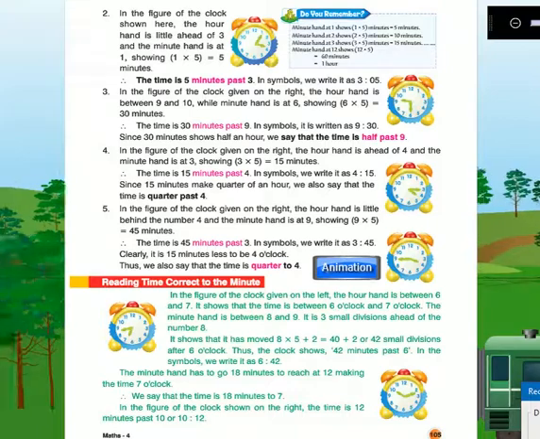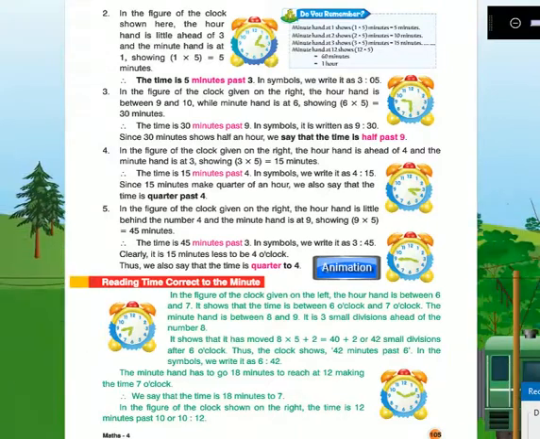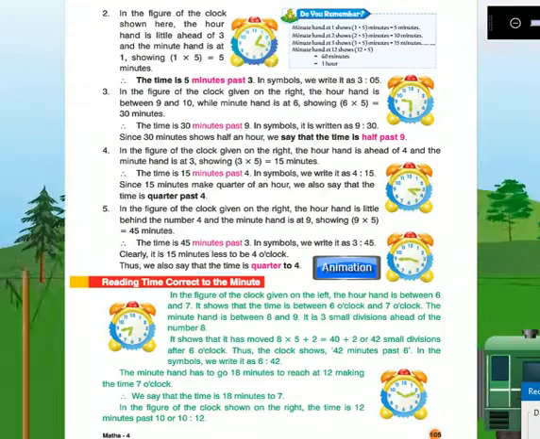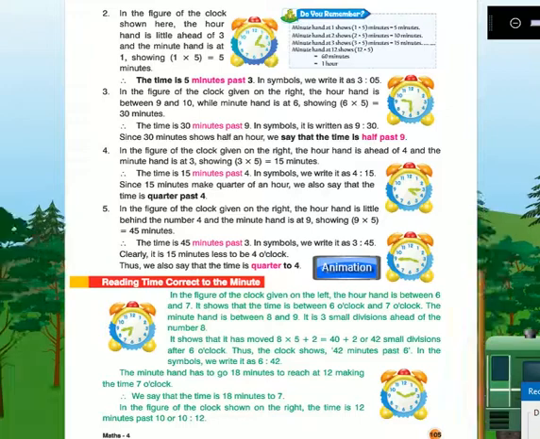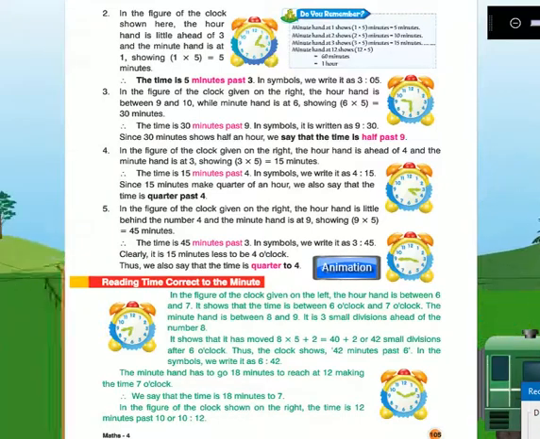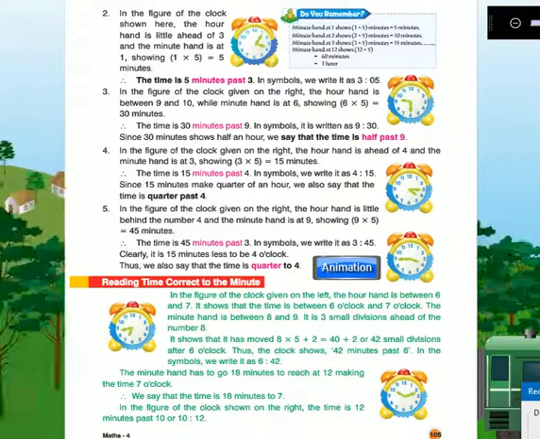In the figure of the clock shown here, the hour hand is little ahead of 3 and the minute hand is at 1, showing 1 into 5, which is 5 minutes. Therefore, the time is 5 minutes past 3. In symbols, we write it as 3:05.